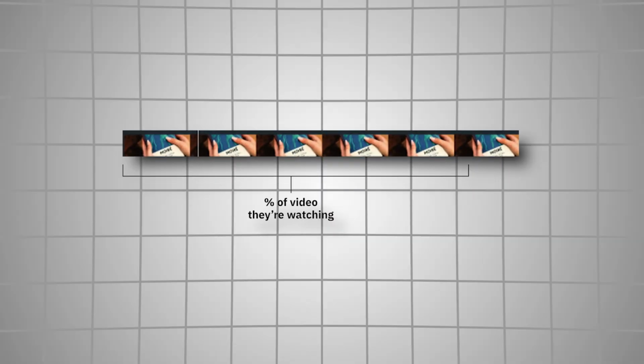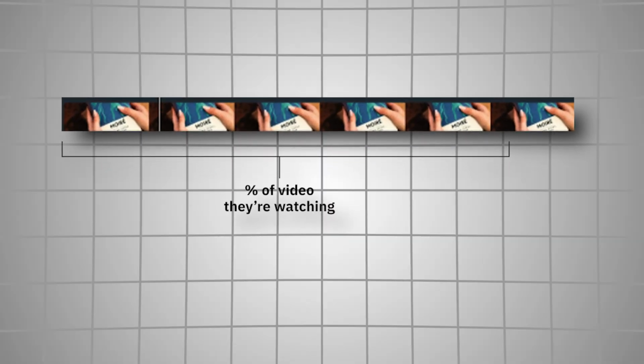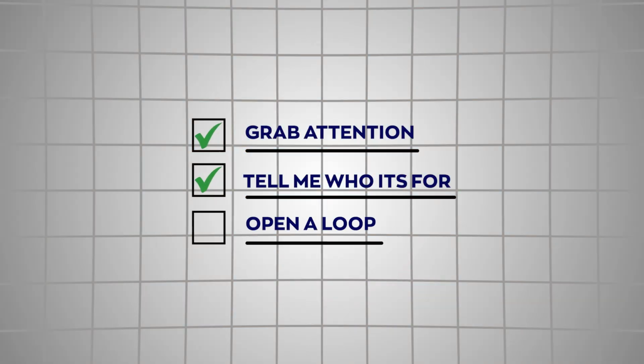You need to increase your hold rate, which is the percentage of your ad that people are actually consuming, which is why checkbox number 3 is open a loop. This means creating enough curiosity to keep people engaged, waiting for some kind of reveal inside of the ad. It's kind of like setting up a riddle and making your prospect really, really need to know the answer. Sometimes I think of this like a fill in the blank kind of scenario. So here's a couple ways to do that.